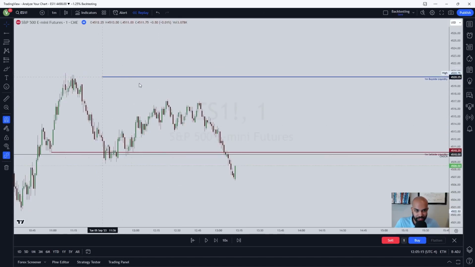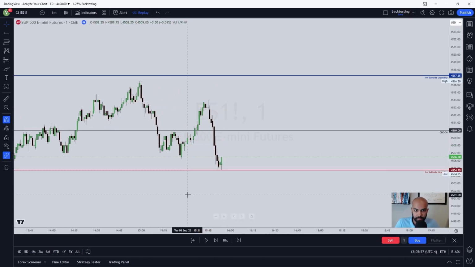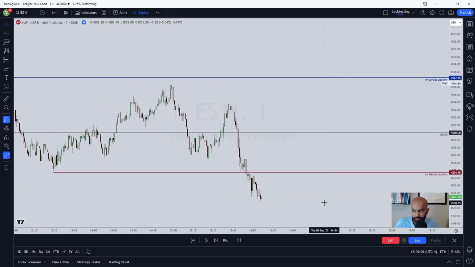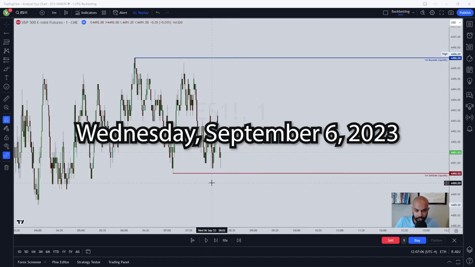Whole bunch of chop here, nothing here to trade. Buy side's here now. And there we go, it is 4 o'clock. So we made just one trade today and it was a loss. All right, now we're looking at Wednesday.